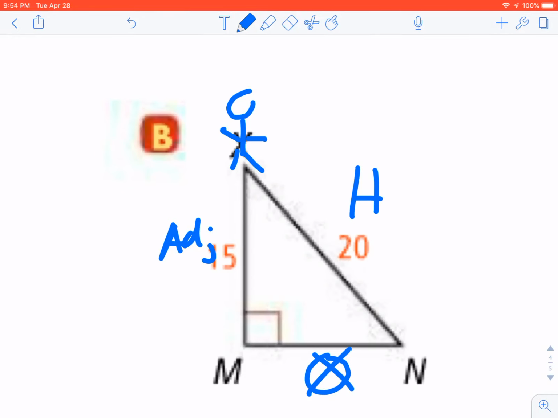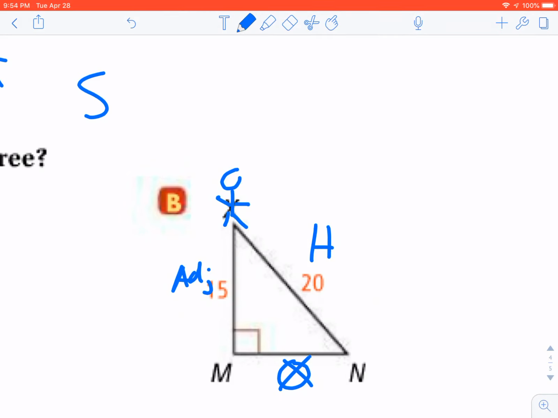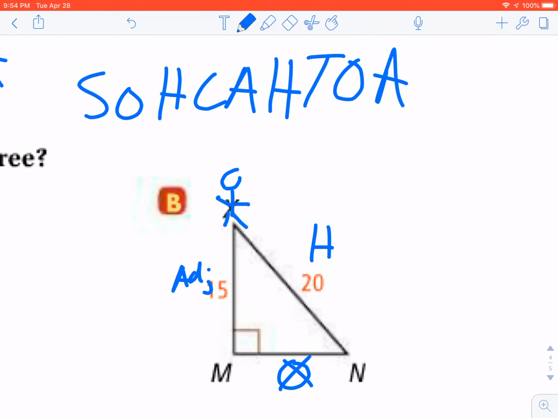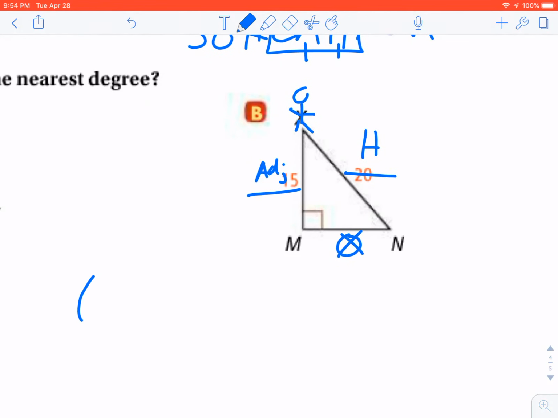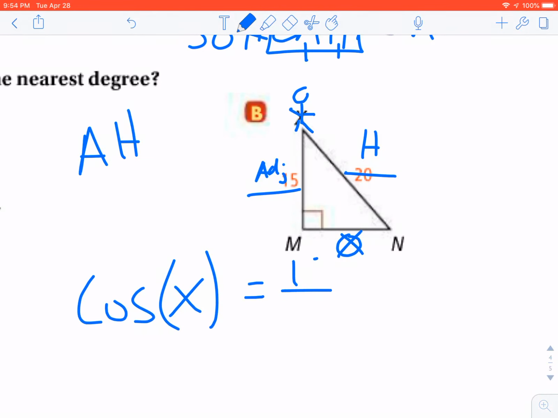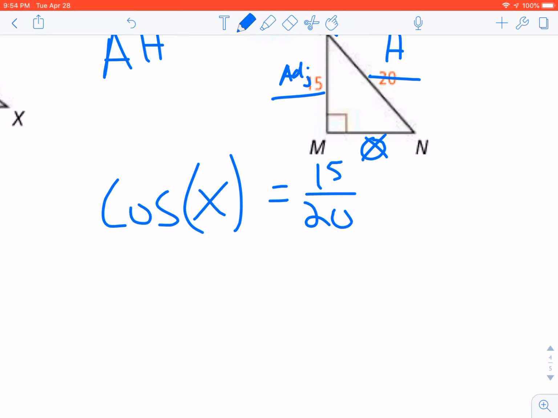So I need to find the trig function that deals with adjacent and hypotenuse. It's not sine, adjacent, hypotenuse, it's cosine. So here we go. The cosine of the angle, which is an unknown, x, is equal to, it's spelled CAH, so the adjacent 15 goes on top, 20 is the hypotenuse, it goes on the bottom. So there's your setup.